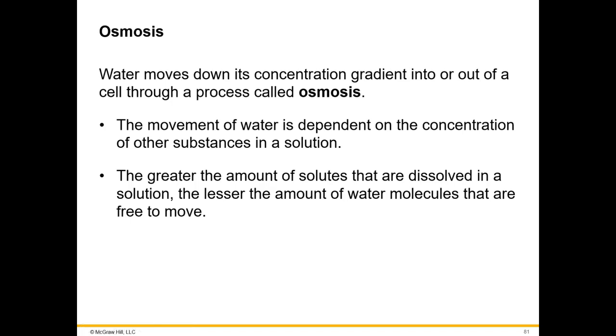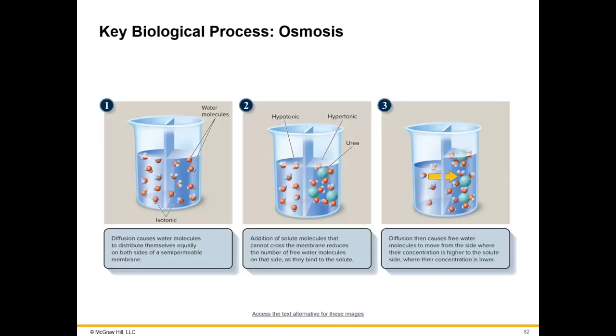When we talk about osmosis, this is when water moves down its concentration gradient into or out of a cell, and the movement of water is dependent on the concentration of other substances in the solution or in the cell. The greater the amount of solutes that are dissolved in a solution, the lesser the amount of water molecules that are going to be free to move. So here's a great example of osmosis.